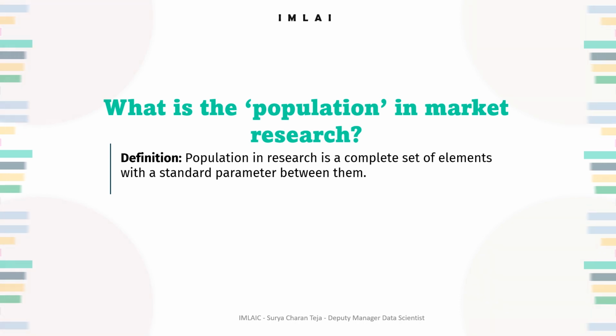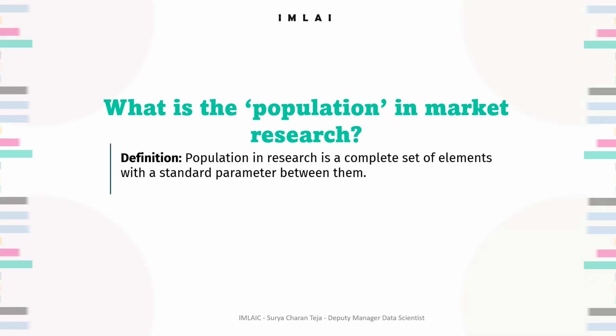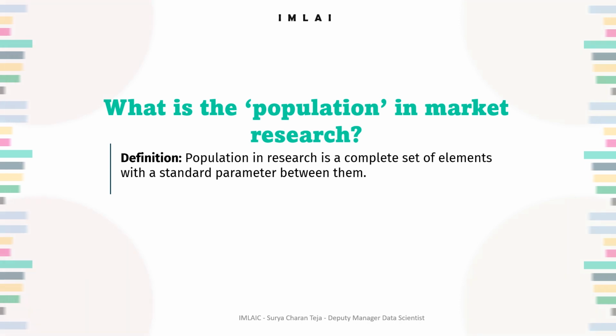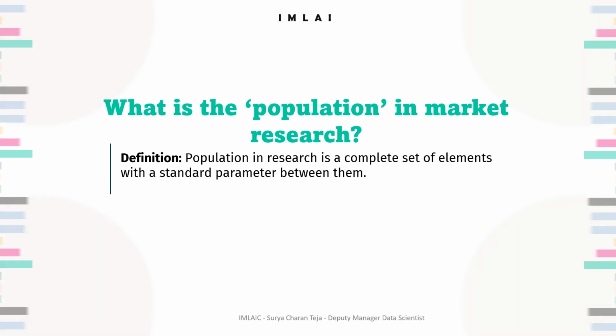So that's what the population can consist of: any entity. It could be human, it could be animal, or it could be any object, or stores, or shopping malls, or teams. It could be anything, but entities which have some common parameters or common traits can all be put into a single category, which is known as a population.